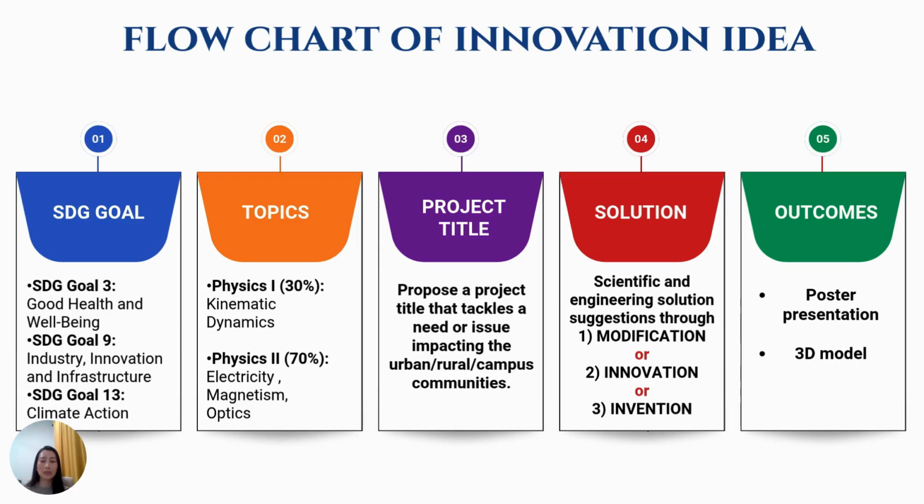Pillar number three is when teams identify a practical issue in an urban, rural, or campus setting. Pillar number four, the team starts to create scientific or engineering solutions based on the practical issues that they have identified by modifying, innovating, or inventing a design. And finally, at pillar number five, the teams present their work using a poster presentation and a physical 3D model.